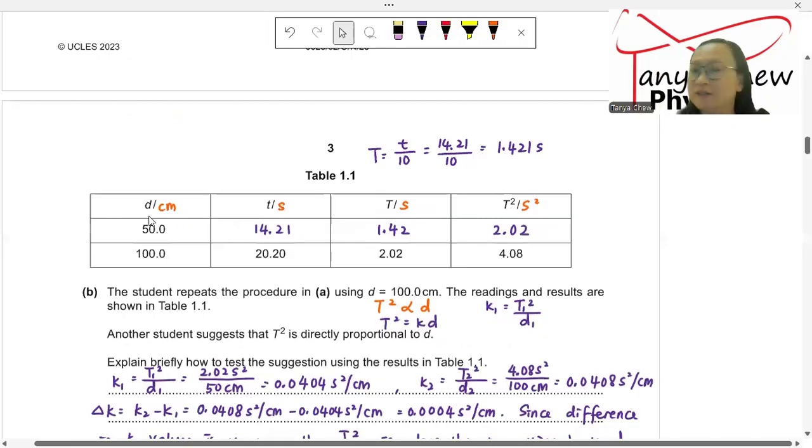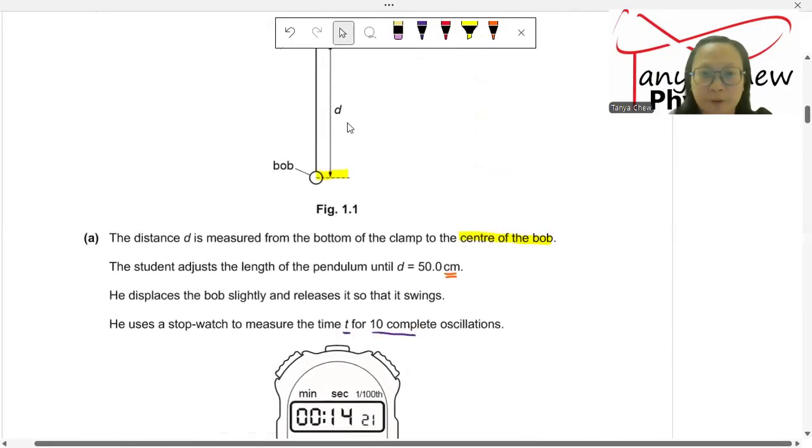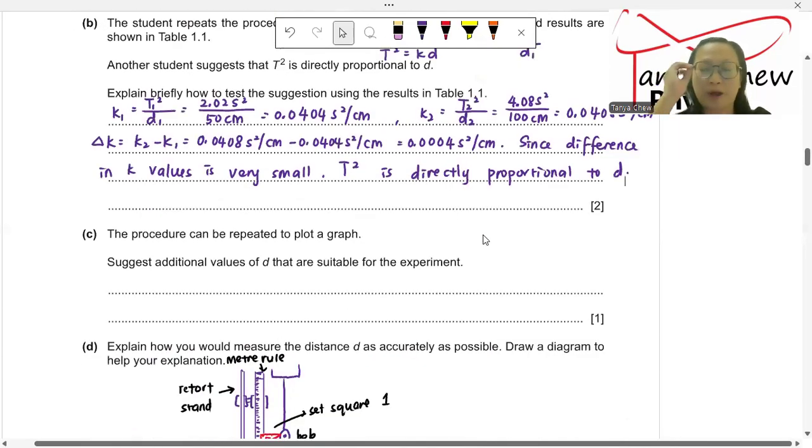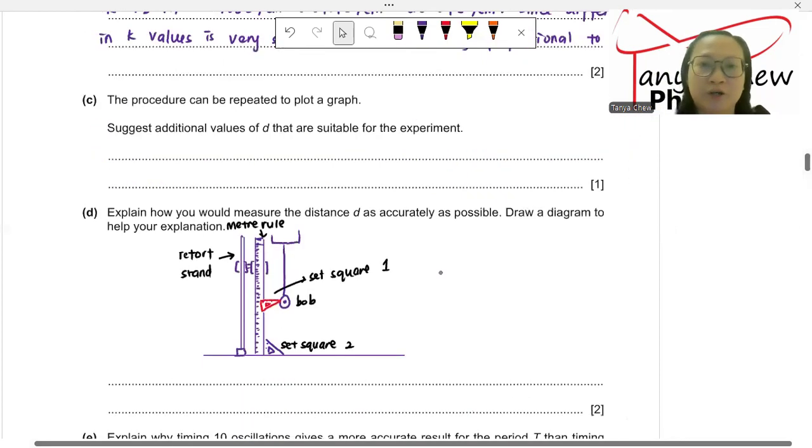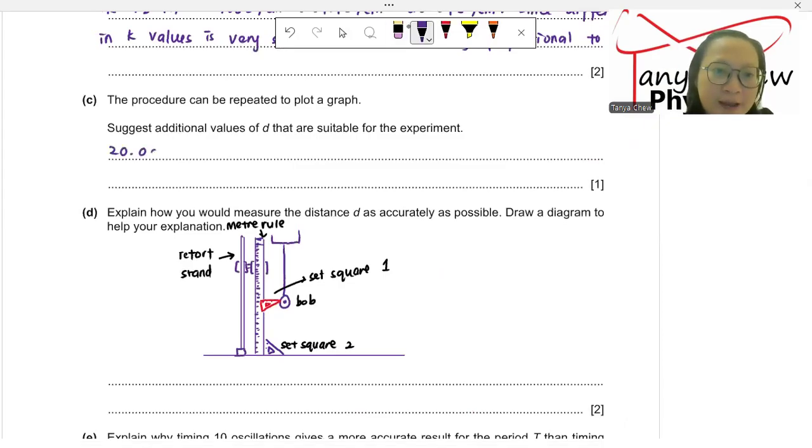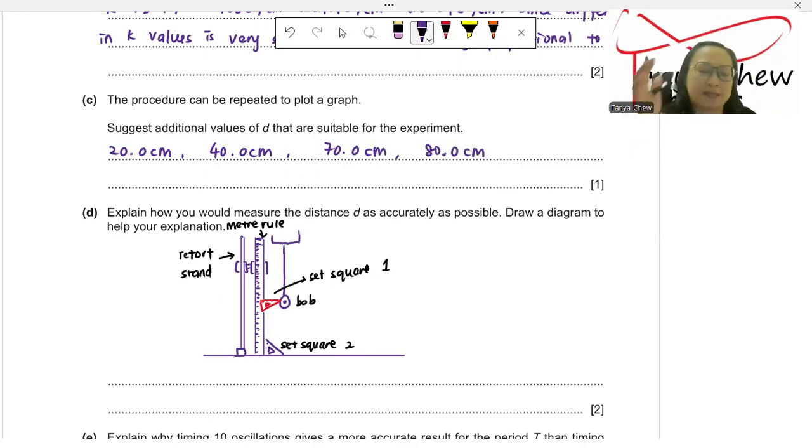And first of all, this is about D. The student is using a meter rule to measure D because D is in cm, right? And you have to bear in mind the maximum length that can be measured by a meter rule is 100 cm. It cannot exceed 100 cm. Now, the values must be less than 100 cm. So I would suggest maybe 20 cm, 40 cm, or you could suggest 30, 35, doesn't matter. And I would suggest maybe 70 cm and 80 cm, or you can suggest 90 cm as long as it is less than 100 cm.